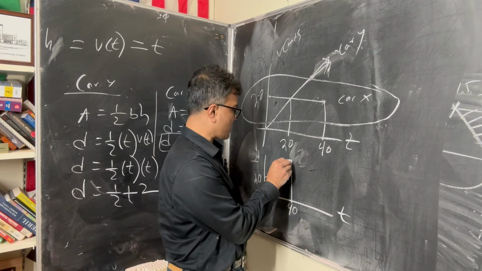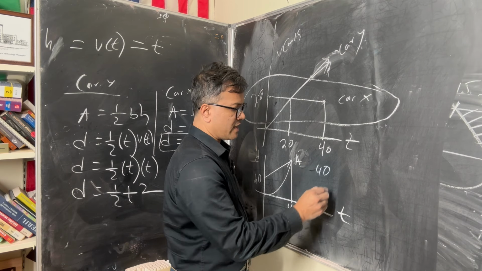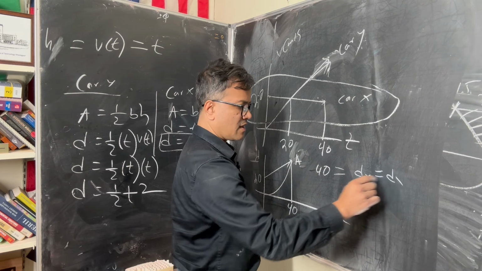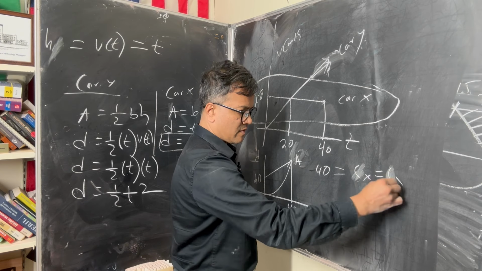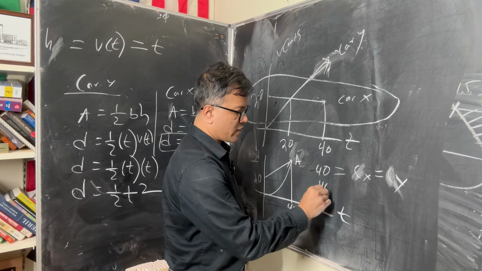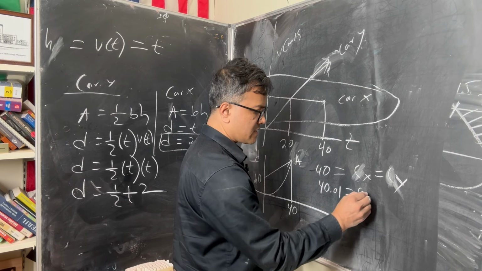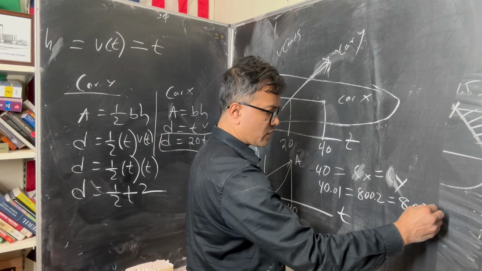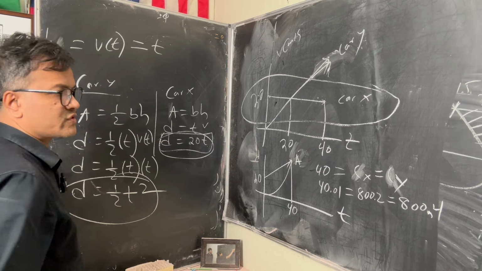Notice that at this location A, if you put 40, both of them are gonna give you the same distance. Dx is equal to dy. I'm sorry, the distance by car X is equal to car Y. However, if you put 40.01, then they're not going to be the same. The car X is going to be 800.2, but the car Y is going to be 800.4. Why is that? Because the car Y accelerates, car X does not.